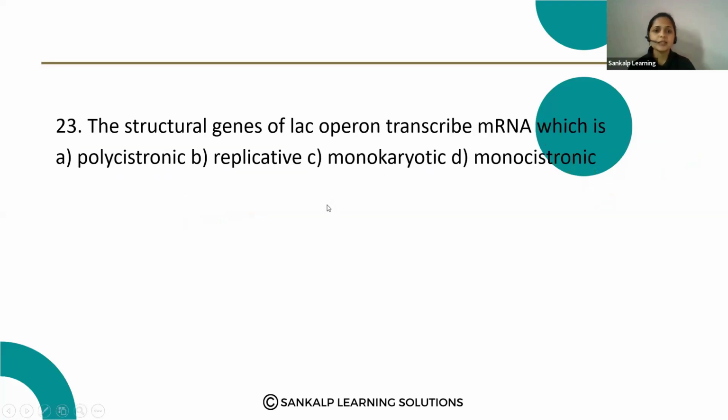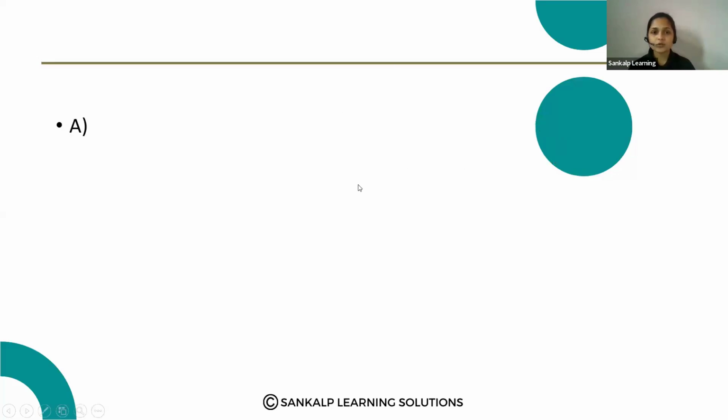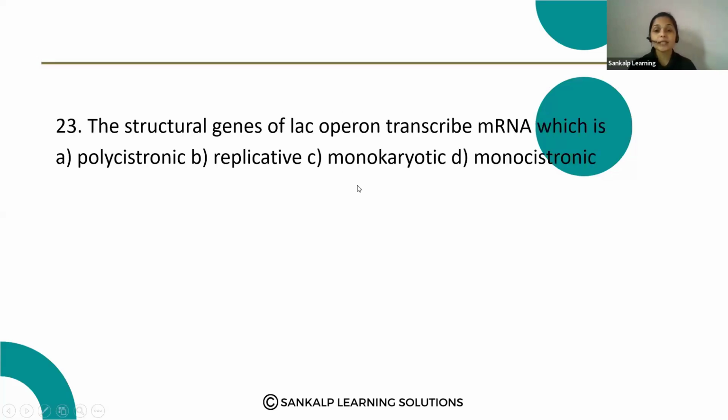Next question. The structural genes of the lac operon transcribe the mRNA which is polycistronic, replicative, monokaryotic or monocistronic. Here option A is the correct answer. The structural genes of the lac operon transcribe mRNA which is polycistronic. Option A is the correct answer.